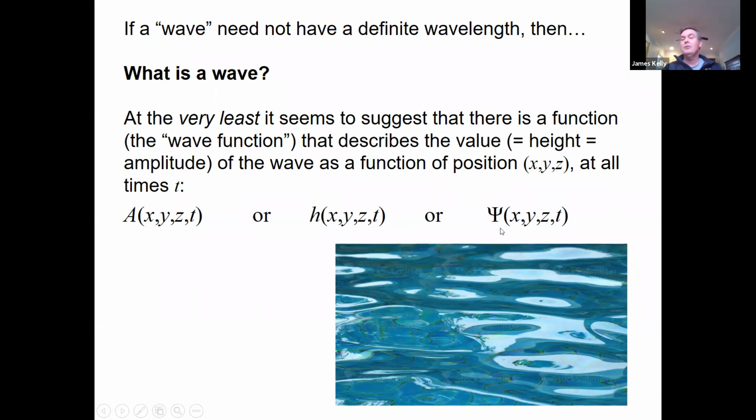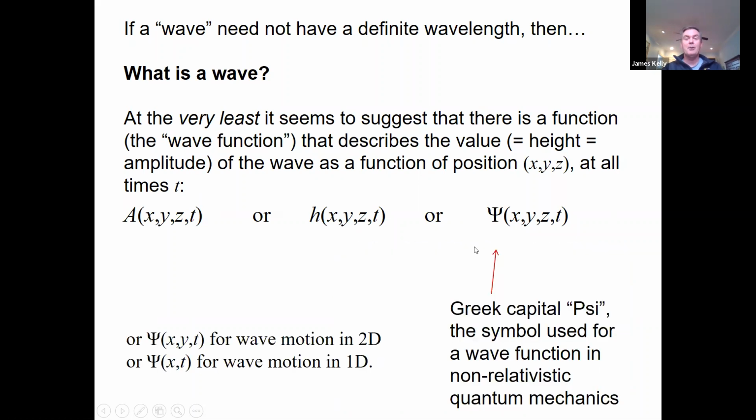In quantum mechanics, as you know, we use the capital Greek letter psi to denote the amplitude of the wave that's going through space. It represents the particle. Okay, so capital Greek psi.